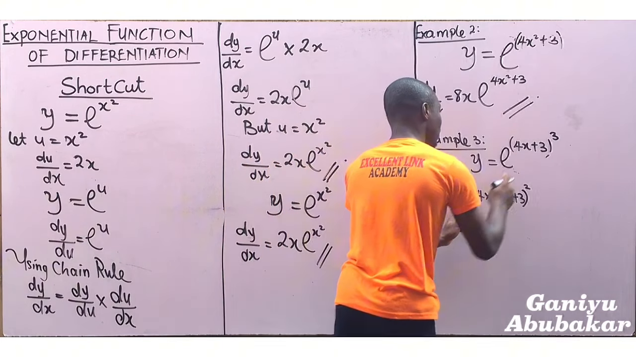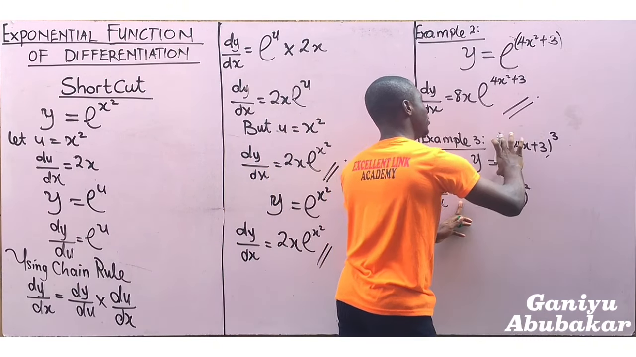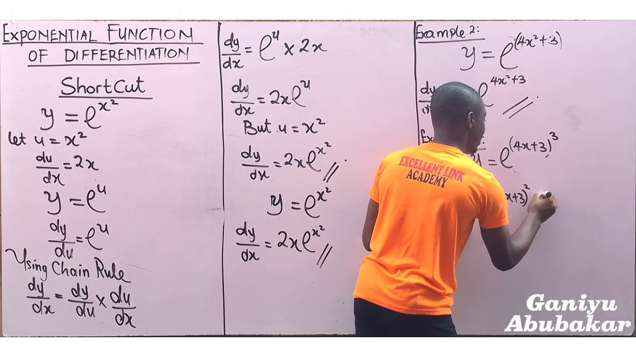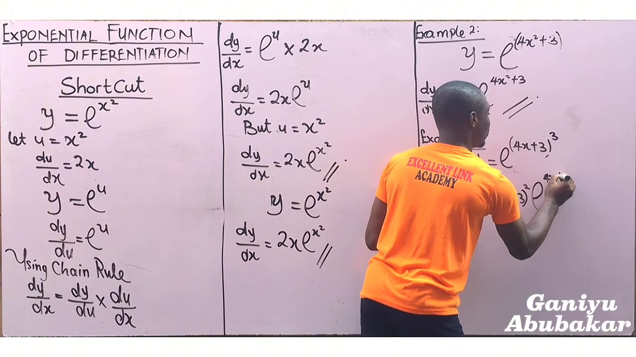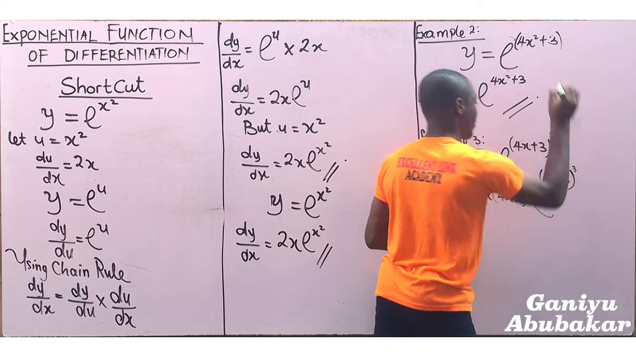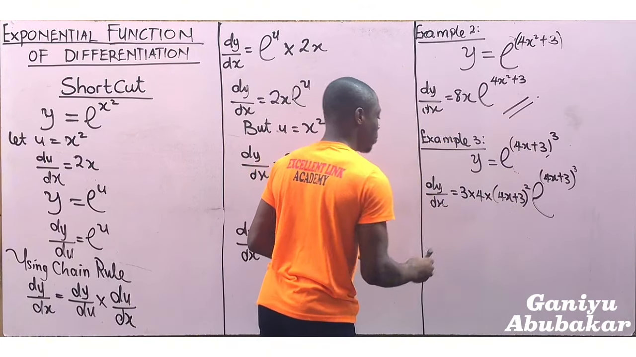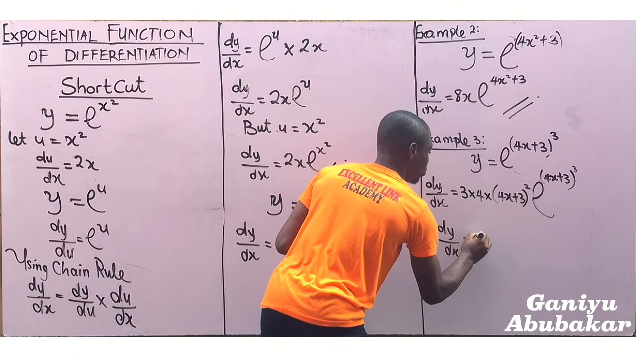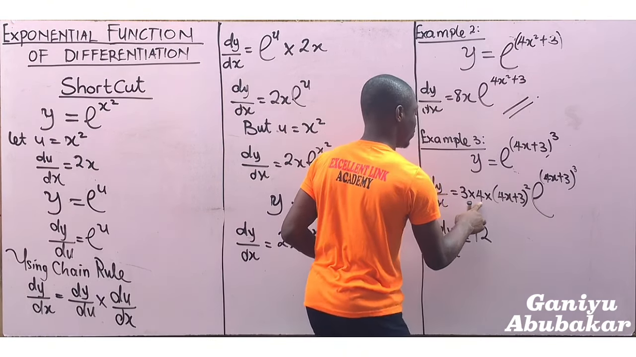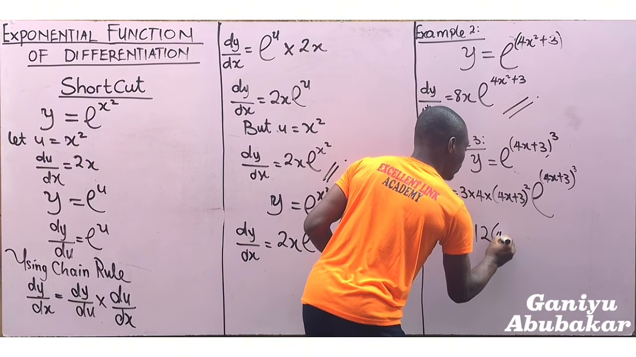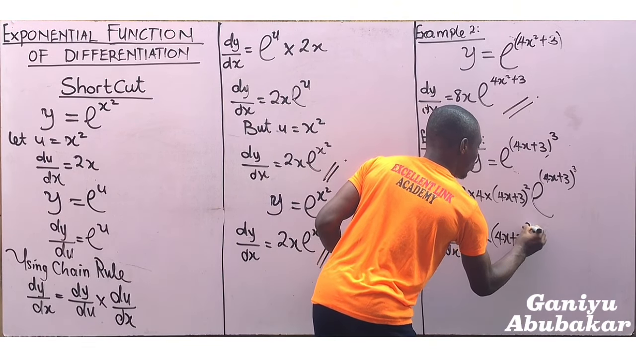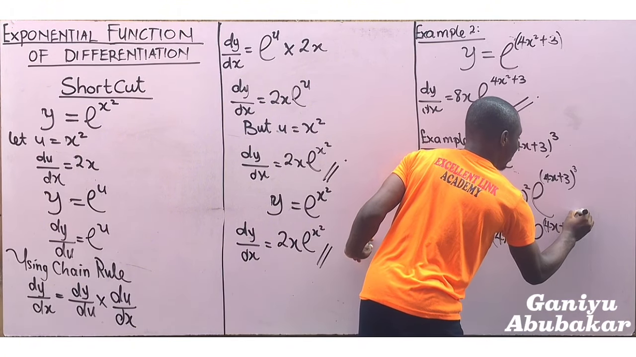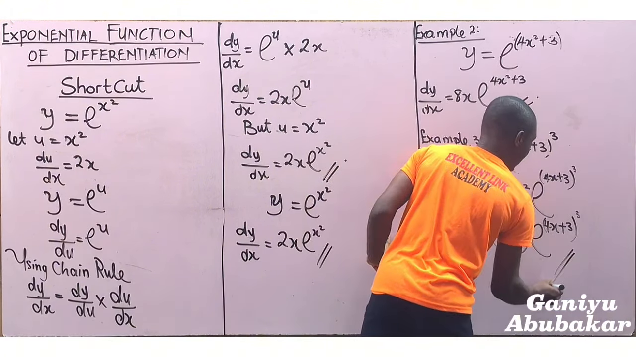Alright, now your first task is what? Differentiate the power, as I did here. Next up, repeat the question. What's the question there? Exponential 4x plus 3 all to power 3. So for the number here, let's simplify this better. So dy over dx is now equal to 3 times 4 is what? 12. I have 12. Next up, into 4x plus 3 all squared. Exponential what? 4x plus 3 all to power 3. This is my final answer here.